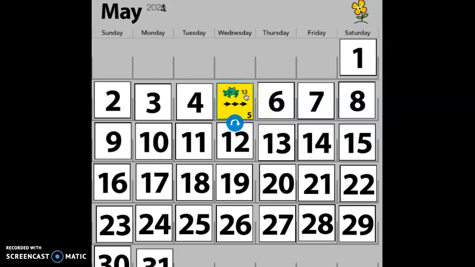So if Tad starts on 53 and he makes 3 hops to the right on the 100 chart, what number will he be at? So draw this and then write the new number after the arrows. Press pause if you need more time for number 1.